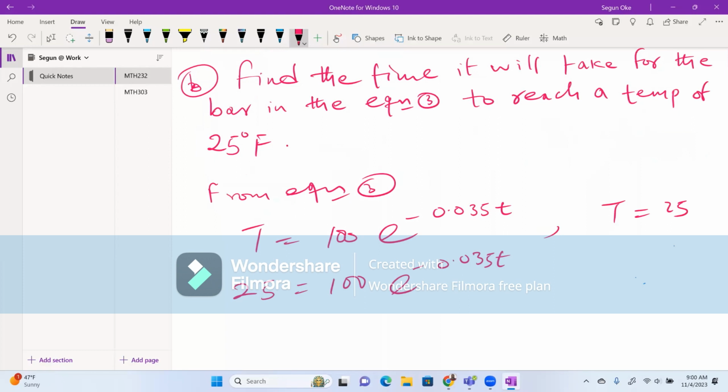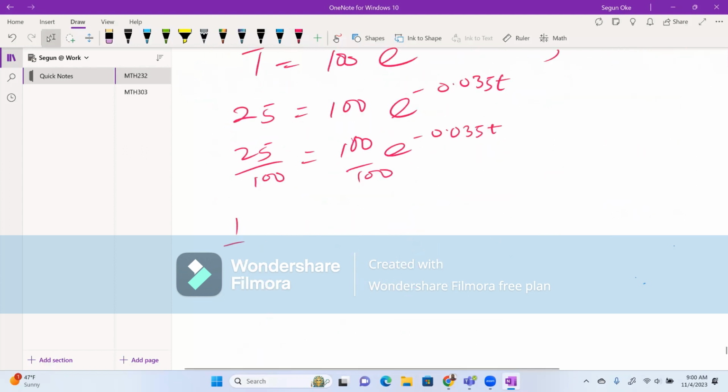When you divide both sides by 100, what do you have? You have 25 divided by 100 equals 100 exponential minus 0.035t over 100. So what do we have here? We have 1 over 4. So from then, what can we deduce? How do we solve this one? Anybody, what's the final answer, please? 1 over 4. Yes, 1 over 4.